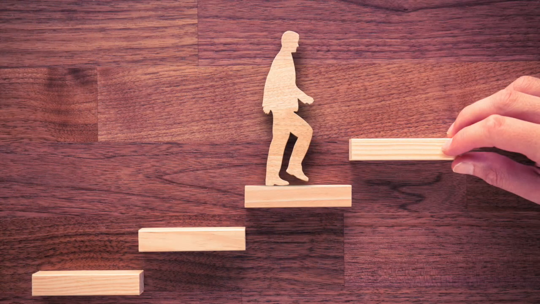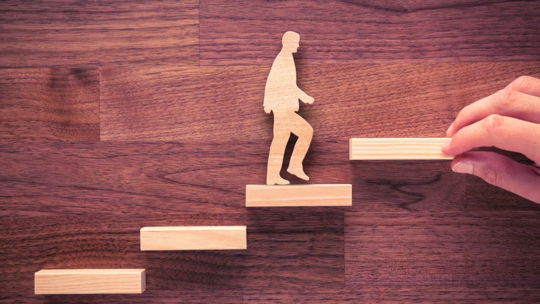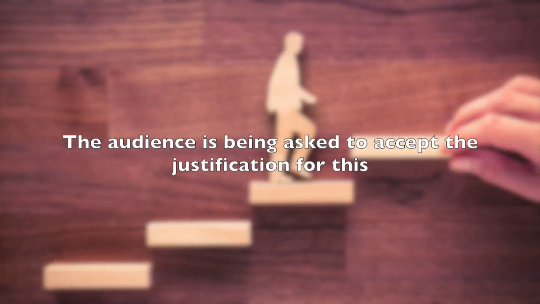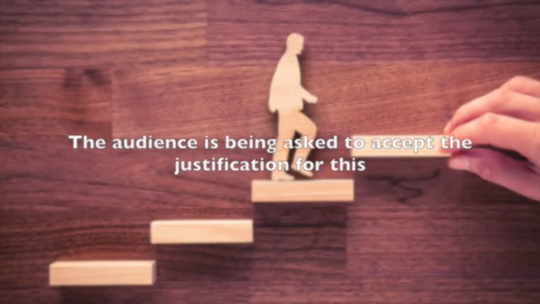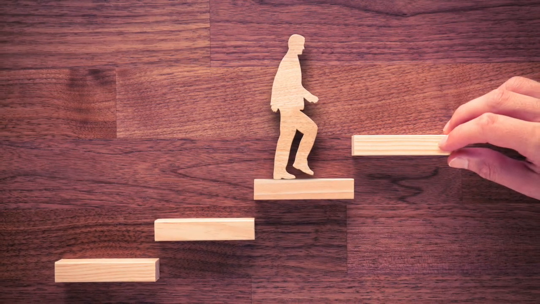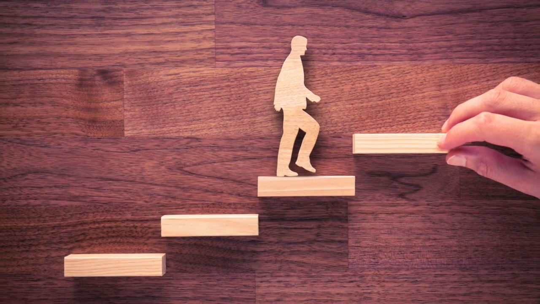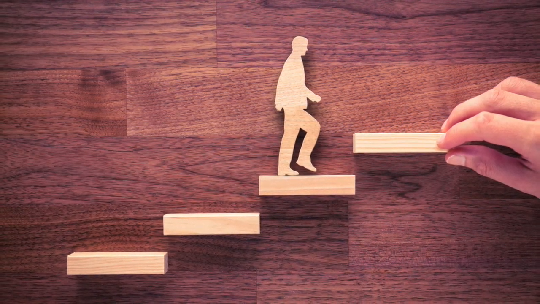In an argument, we're making a leap from the known to the unknown, and the audience is being asked to accept the justification for this, that is to say, the reasons given. We have to reach some conclusion, and the audience will give their adherence to whoever has the best case to make. A claim is justified if it would be accepted by a critical listener.